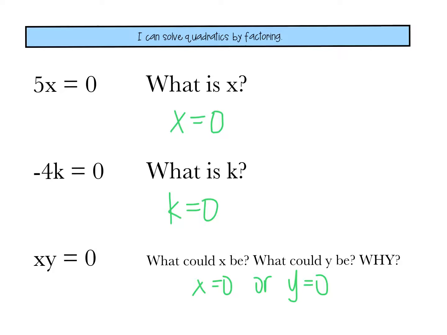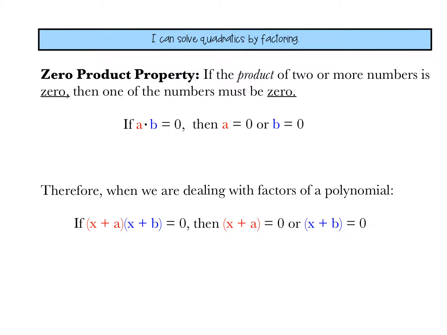But if I have x and y, I'm multiplying two unknown numbers together and I get 0, then one of those numbers has to be 0 because there's no way I can multiply two numbers together that are not 0 and get 0. Now, I don't know if x is the 0 or if y is the 0, but I do know that if two numbers are being multiplied together and their product is 0, one of them has to be 0. So we call that the zero product property.